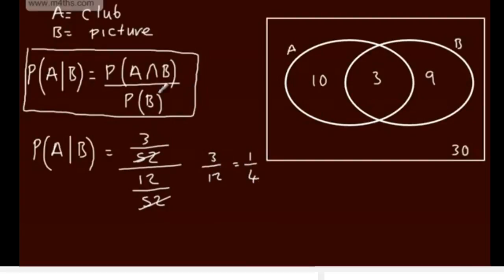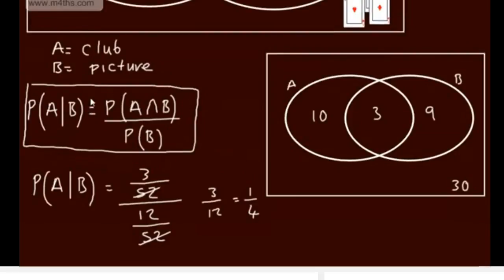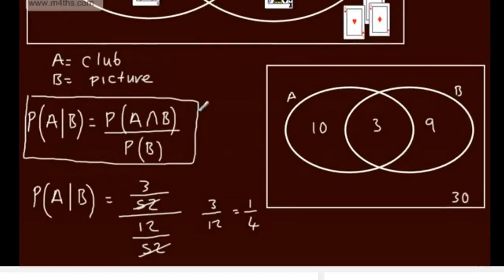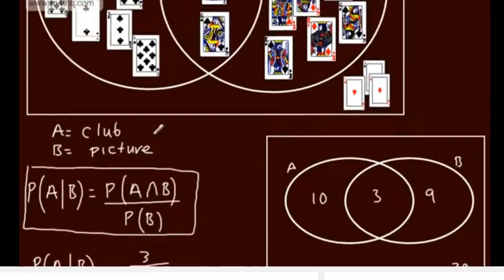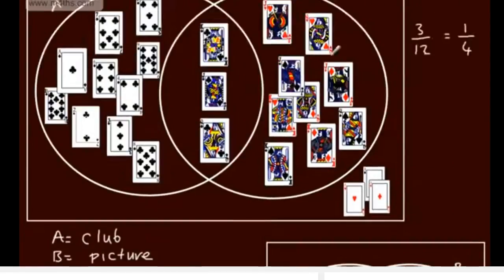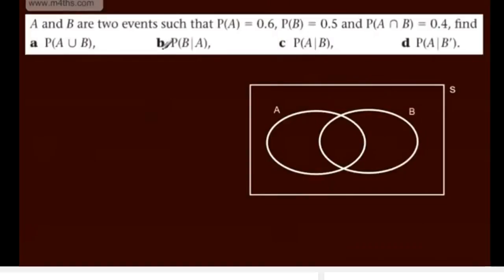So the way we read this is the probability that A is going to happen, given that B has already happened, is the probability of A intersection B divided by the probability of B. And hopefully that gives you an idea on how it works. So let's look at it in action, and we will do it now on an example.